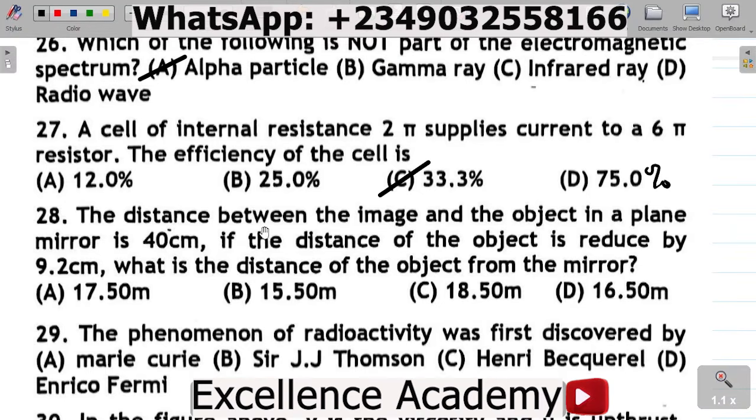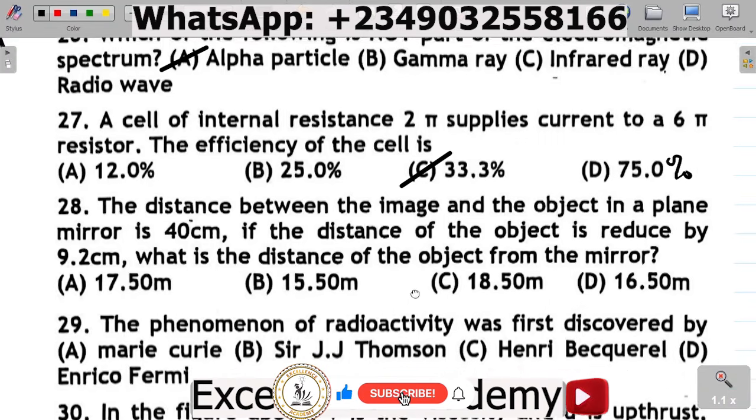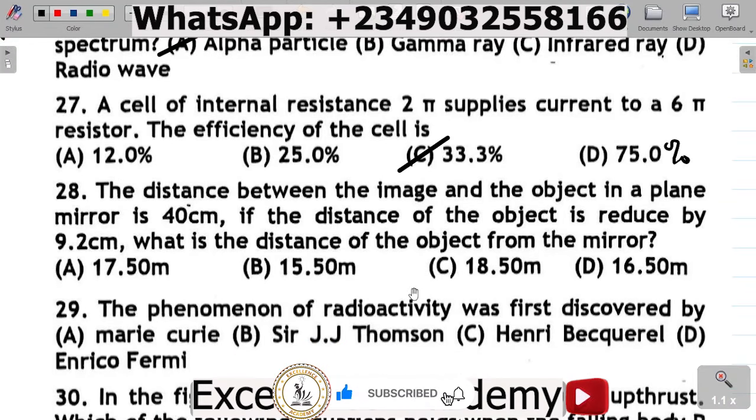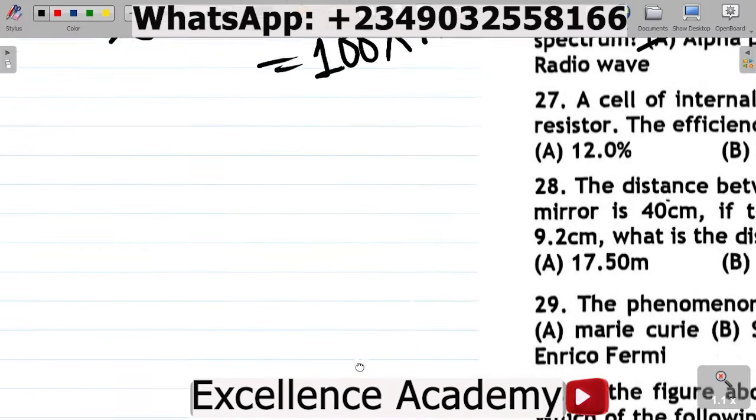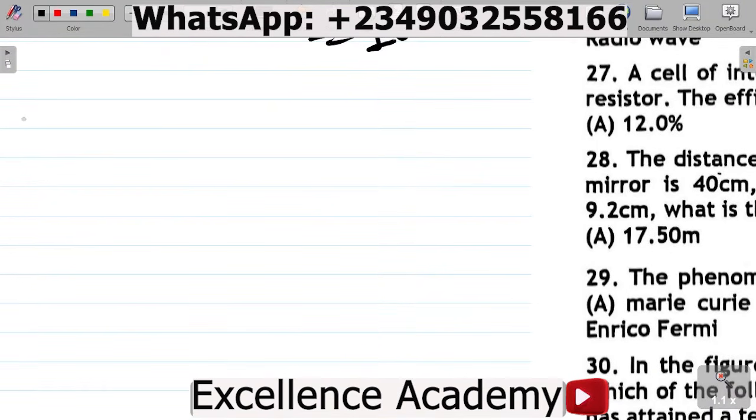Okay. Question 28. 28 says the distance between the image and the object in a plane mirror is 40 cm. If the distance of the object is reduced by 9.2 centimeters, what is the distance of the object from the mirror? That becomes the question. So how do we solve this particular question? The first thing we want to notice here is that they give you something called a plane mirror. And let's analyze a plane mirror a bit.